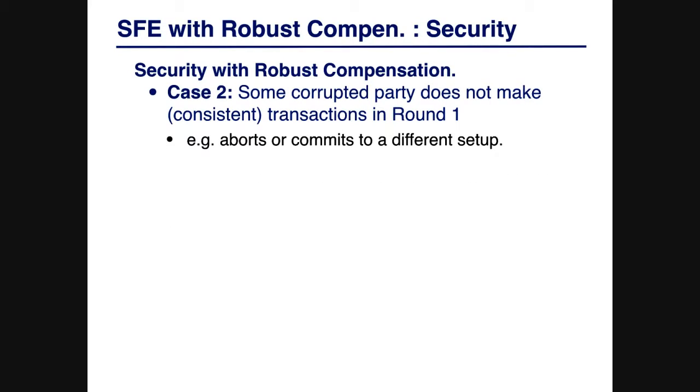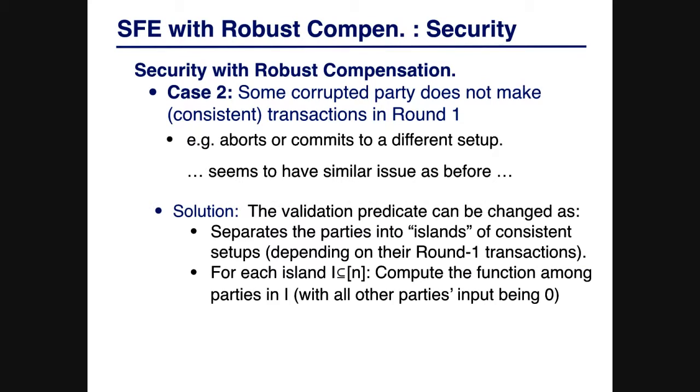So now the trickiest scenario is the one in which some corrupted party does not make the transactions as he's supposed to. That was a similar scenario to the one we had before, right, where the adversary just aborted before making the transaction. And it might look like we have a similar issue as before, but we don't. The reason is that we can tweak the validation predicate so that it looks at the transactions that were posted in round one and splits the parties into islands that made consistent transactions, namely transactions for the same setup and for the same protocol continuation.